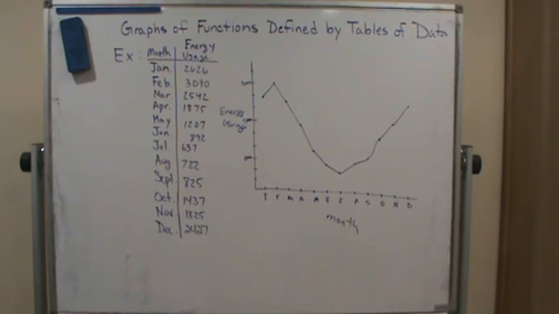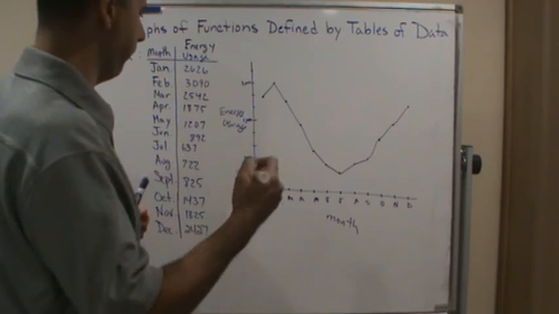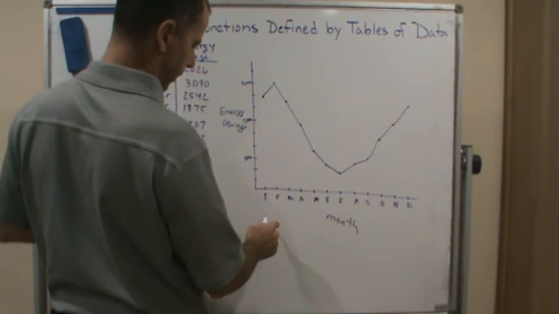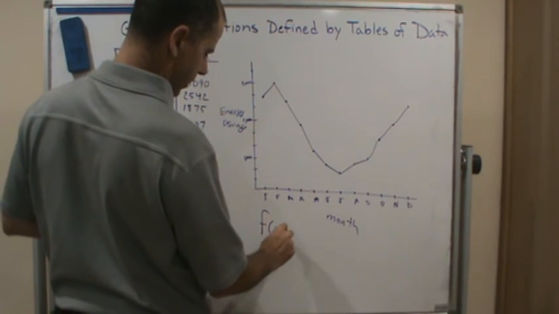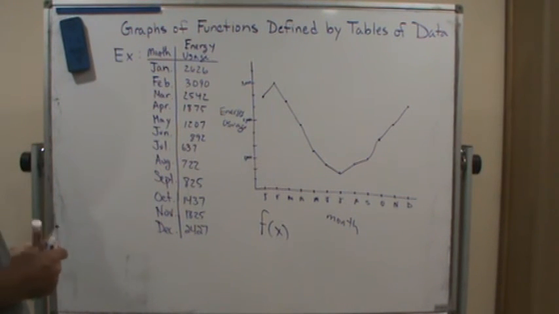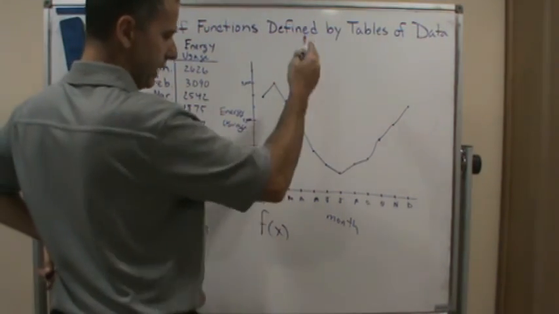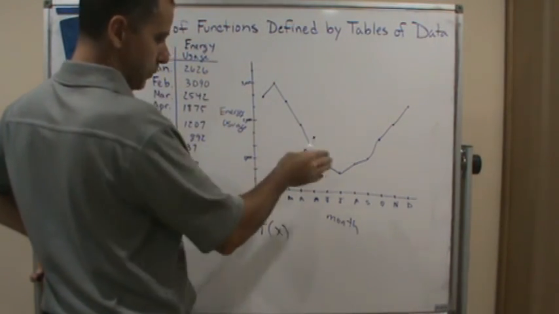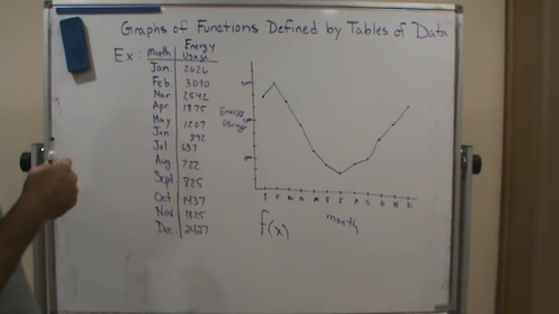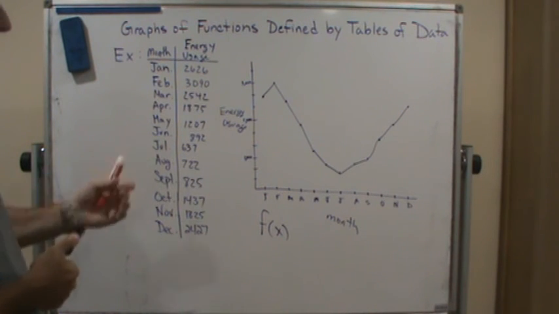Okay, so what else can I say about there? Yeah, so we can represent this as a function of time. Right, so we could say energy usage is f of x, where x is time. So we could represent it as a function of time, which is, because it does pass the vertical line test at each point, right? So it is a function, and it is a function of month, right? And so this would be an example of a type of graph.